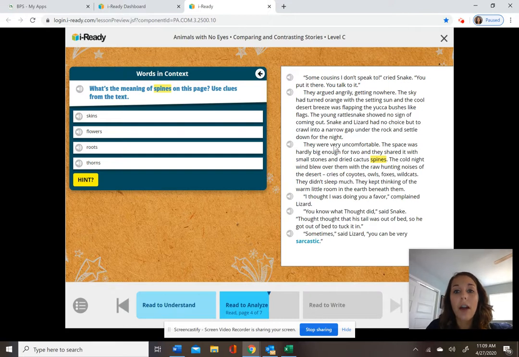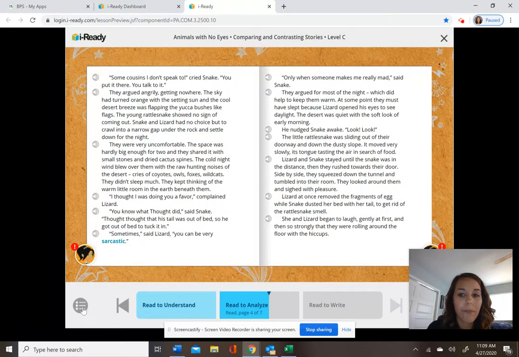So if you're uncomfortable and the space is not very big and it's filled with things that are uncomfortable to you that you would not want to sleep near, which one of these, skins, flowers, roots, or thorns, is the most uncomfortable, and you would not want to be next to it? So that's the biggest clue I can give you there.